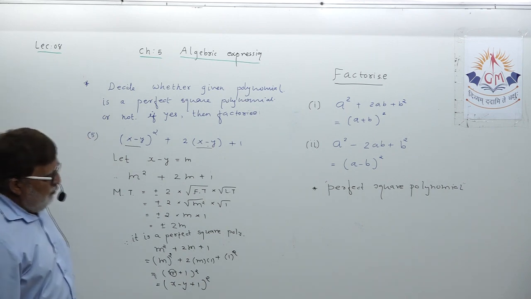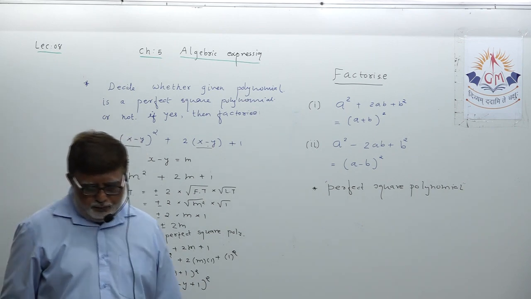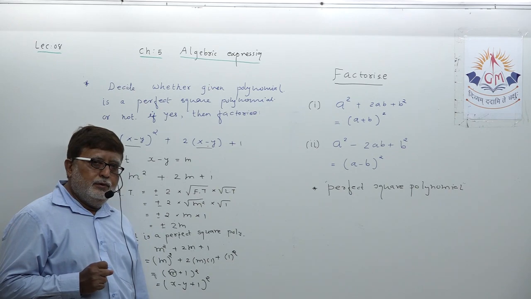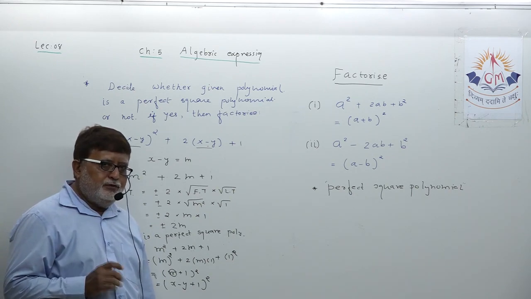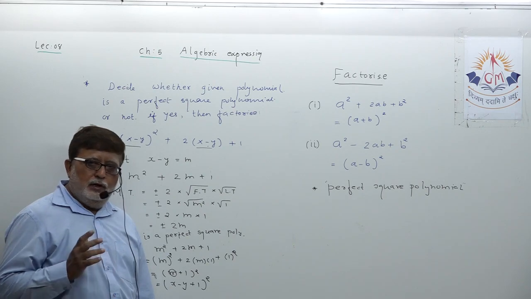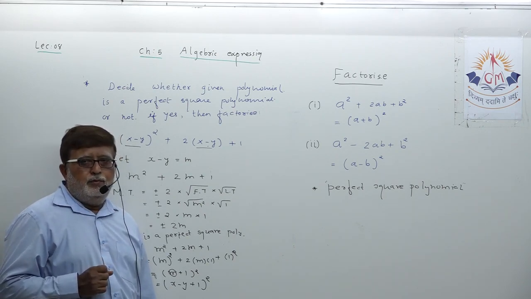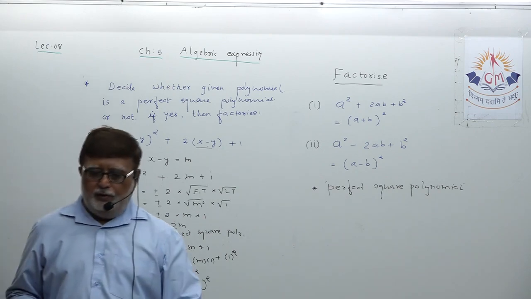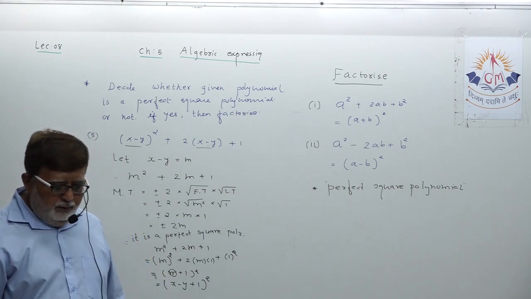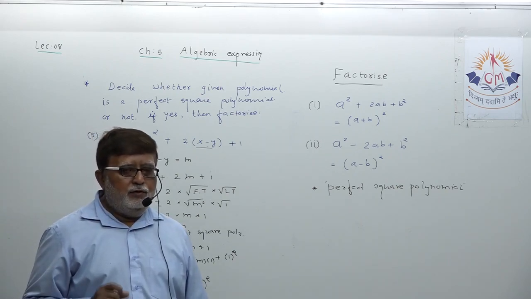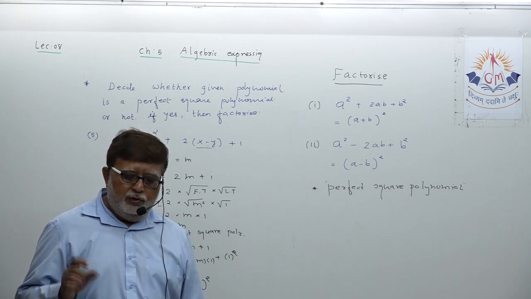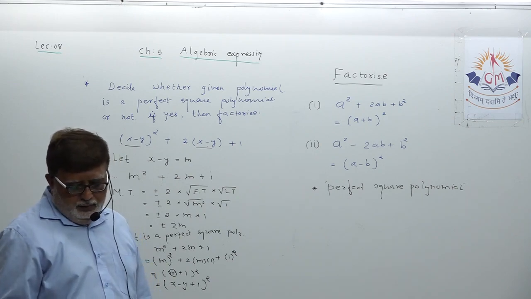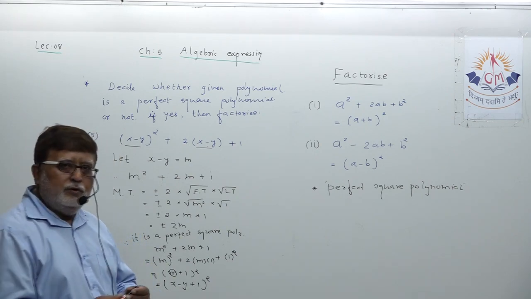Understand? So this is, dear students, what I have explained to you in today's lecture: simply an idea about how to decide whether a given polynomial is a perfect square polynomial or not, and accordingly factorize. In your textbook, when I am giving homework for this lecture, remember dear student, there is a simple instruction: factorize. It doesn't mean that you have to follow the textbook, okay?